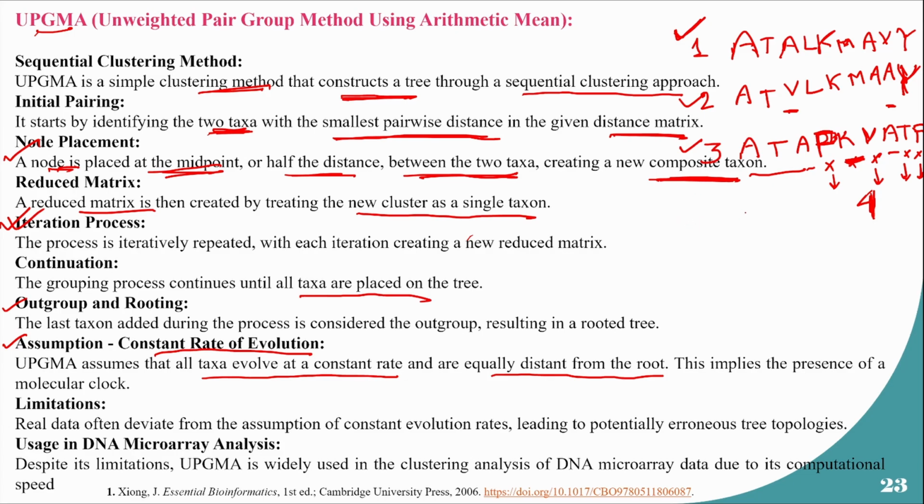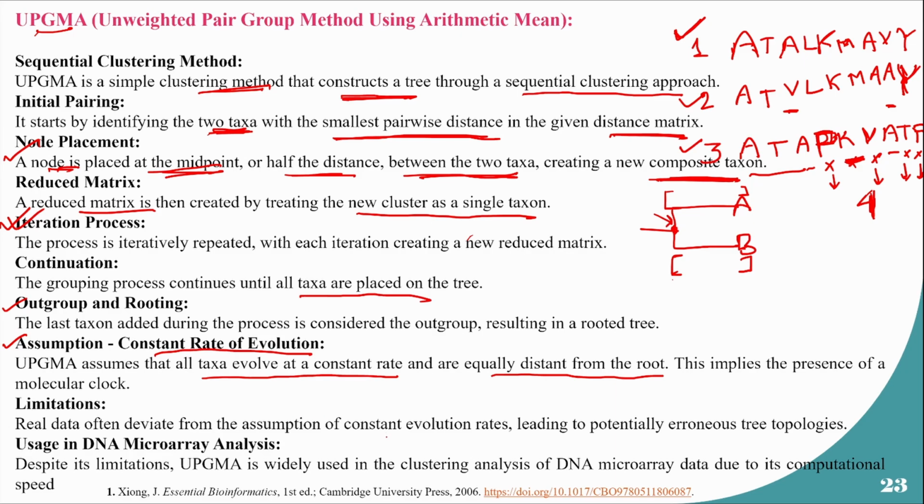So from the root, that means that, let's say, A and B, we talked about, at the initial values, we are finding that A and B have the lowest distance value on the matrix. So we put a node in between them, and let's say A and B are diverging from this node. Here a constant evolution rate is assumed. So the distance from this node to A and this distance to B, we are assuming those to be equal. That is the assumption here: constant distance from a particular root, or diverging point.